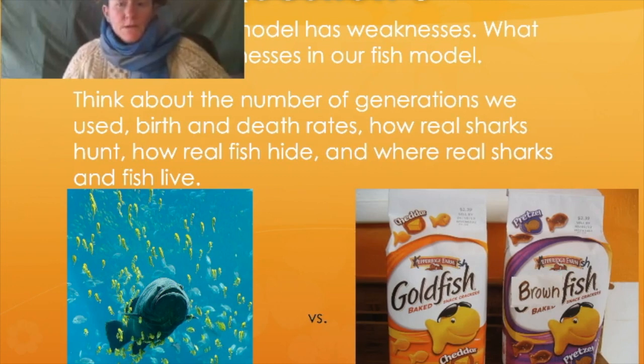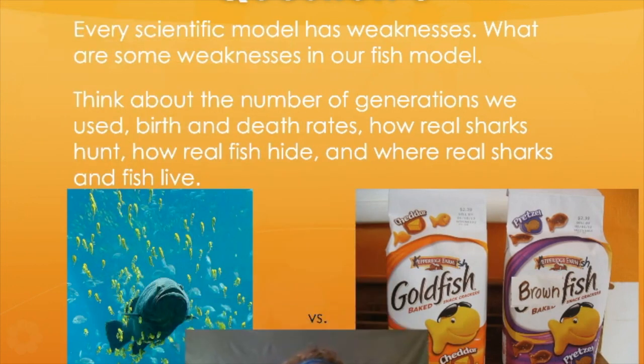So here's a great question to think about, because every scientific model has weaknesses. What are some weaknesses in our fish model? Here are some things you can think about. The number of generations we studied, the birth and death rates: are they always perfectly equal? Do real sharks hunt and just find goldfish, or might they just take whatever they can find?